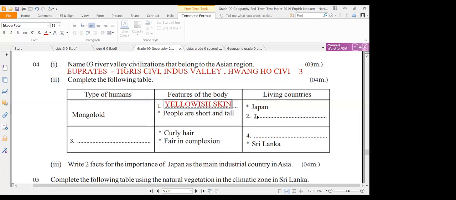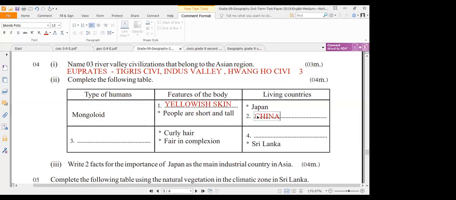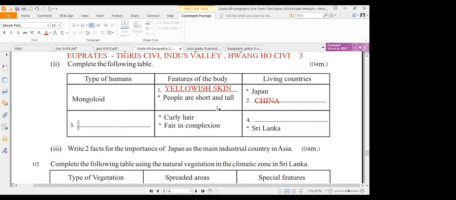Living countries: Japan, Korea, China, Singapore, like that. Correct. The other type of human race? Caucasoid. Caucasoid human race.